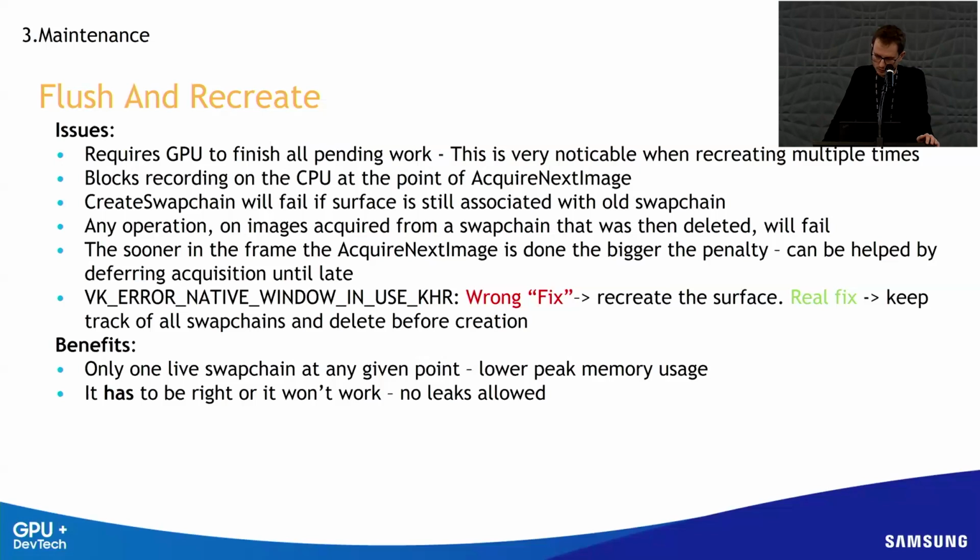A very common issue we have seen is that the VK error native window in use error is returned because the surface that you are using already has a swap chain associated with it. Usually it is caused by the application somehow losing the handle to the swap chain, and it thinks it already destroyed it, but it did not.